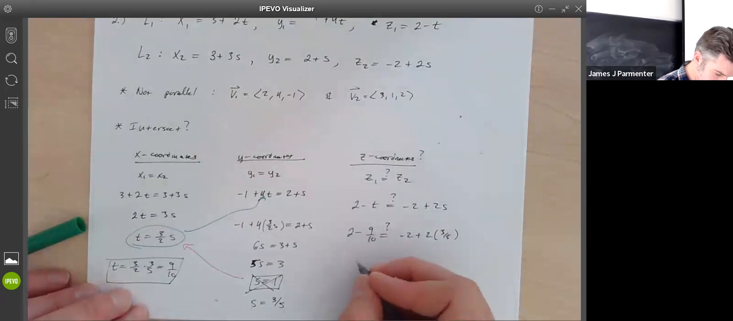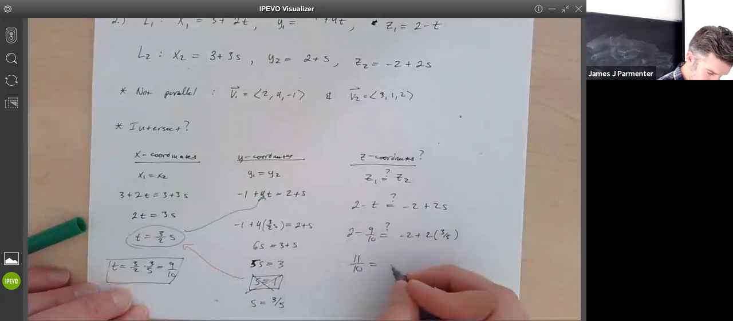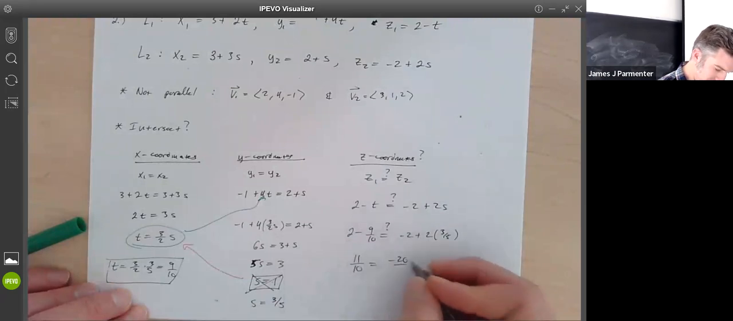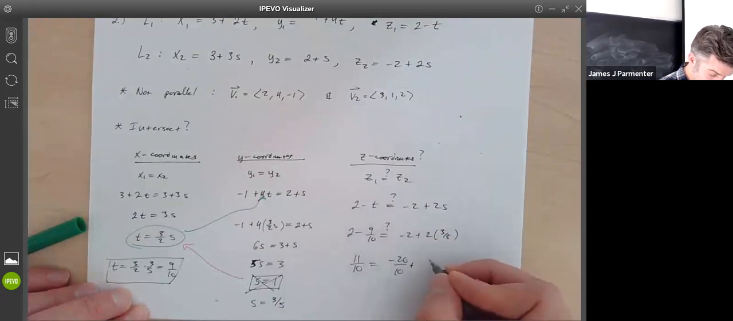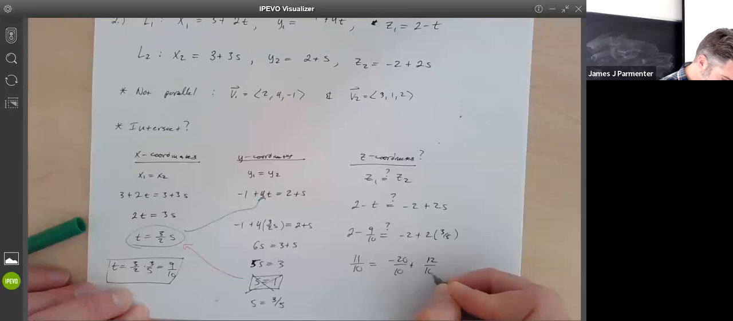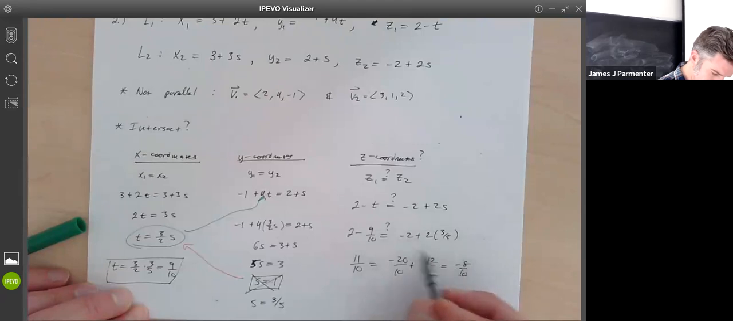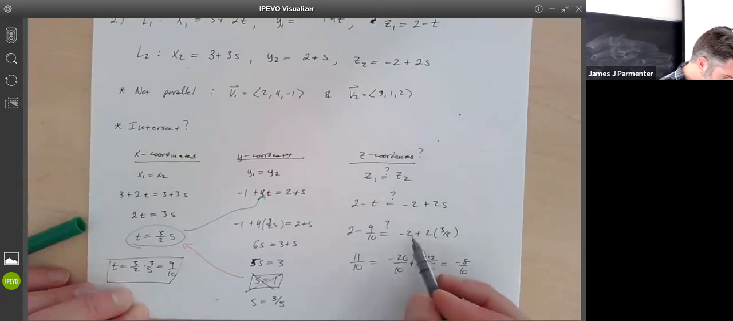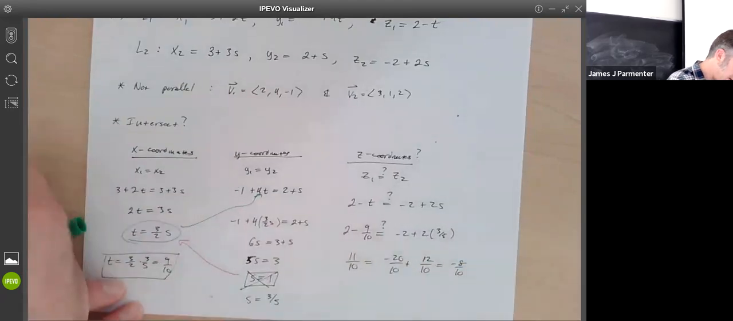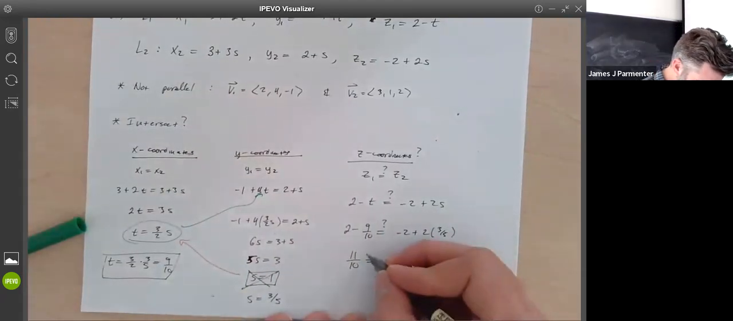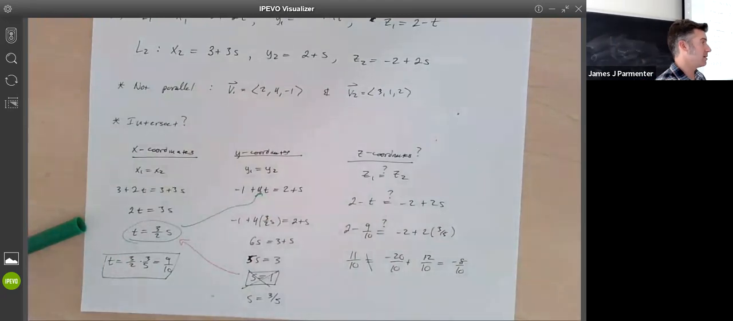Let's see, 2 minus 9/10 is 11/10. And -2 plus, let's see, that's going to be -20. I didn't want tenths, but fine, tenths. Plus 6/5 becomes 12/10. Not quite. I'm going to get -8/10. I feel like I'm making some really smooth mistakes over here. No, I think I'm all right. Yeah, I think Grant made a mistake here. That's fine. So not the same. We don't intersect.